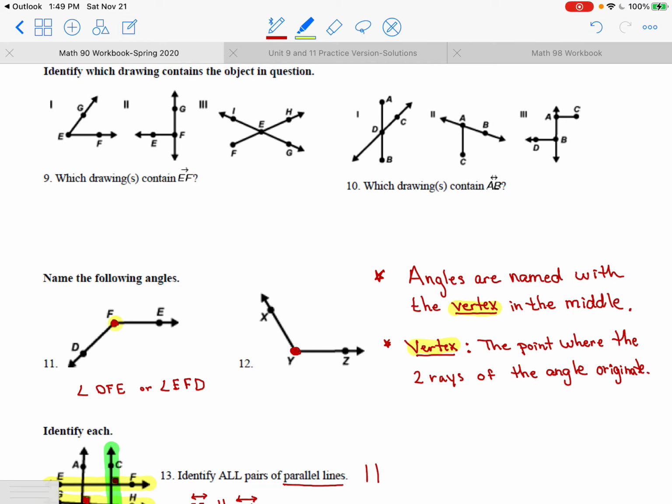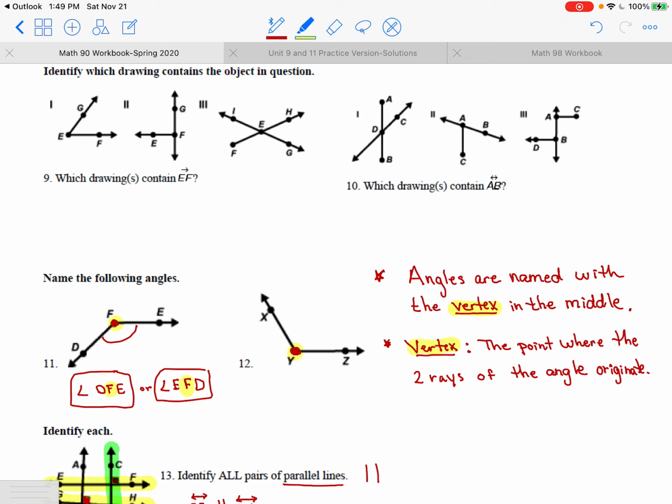Let's just look at number 11. You can see that F is that starting point for ray FE and ray FD, right? So we name the entire angle, and we're talking about this angle right here. We name that entire angle with the F in the middle. It doesn't matter if you start with D or E. So we could name it angle DFE or angle EFD. The point is that our F is always in the middle of our angle when we name it.